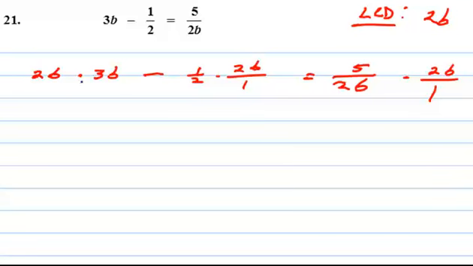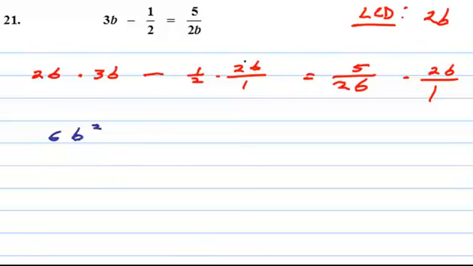2b times 3b. Make sure you multiply your b's correctly. 2 times 3 is 6. b times b is b squared. I wasn't concerned about the minus here because we only have one term in both numerators, so it's not going to be an issue. It's an issue when you have addition and subtraction going on. You have to make sure to distribute.